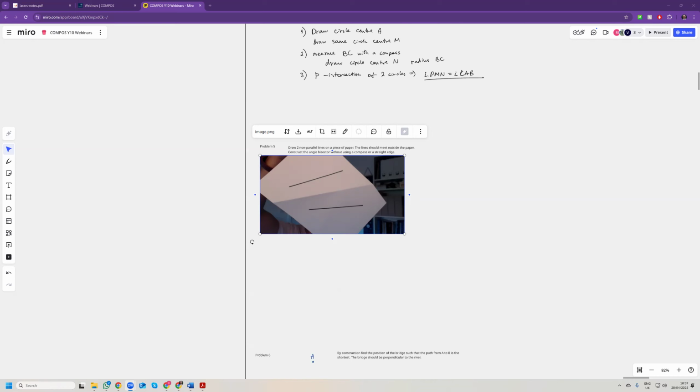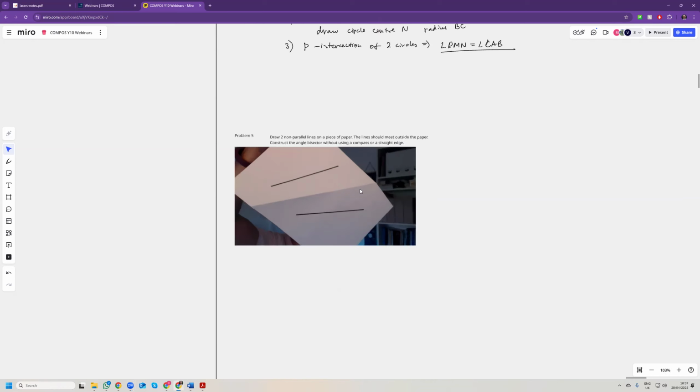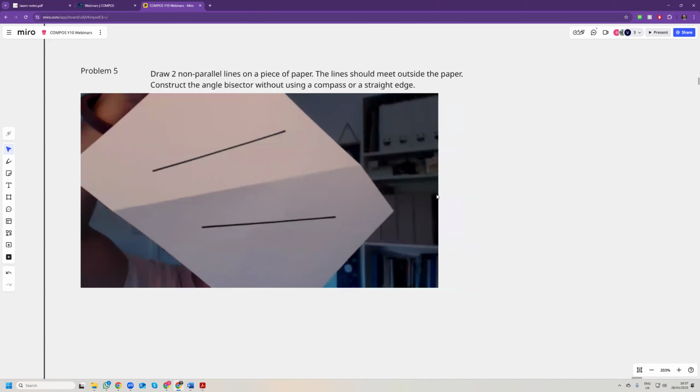Okay. Right. So yes, that's how you do it. Quite a nice one. Or you can fold them along these lines.